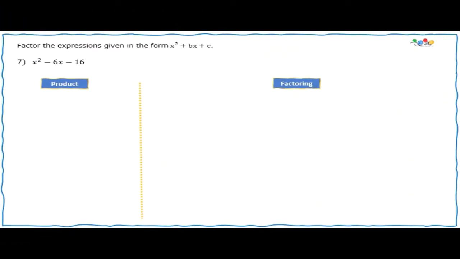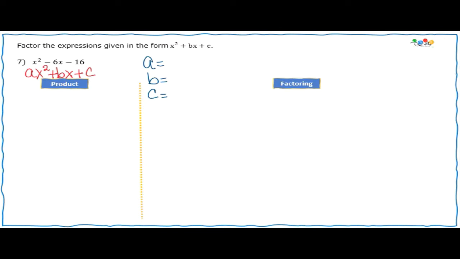Hello students, let's do one more question with factoring. So the first thing that we do is write down the standard form, which is right below the problem. I'm going to say ax squared plus bx plus c. And remember, the whole idea for this is to help us identify our a value, b, and c.